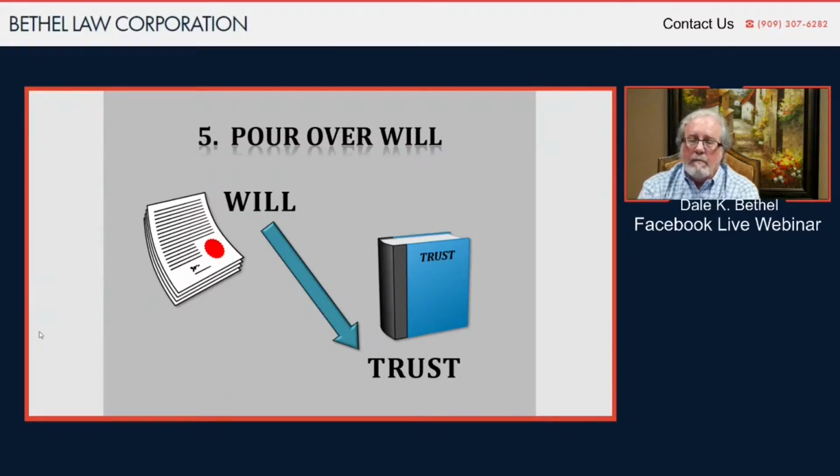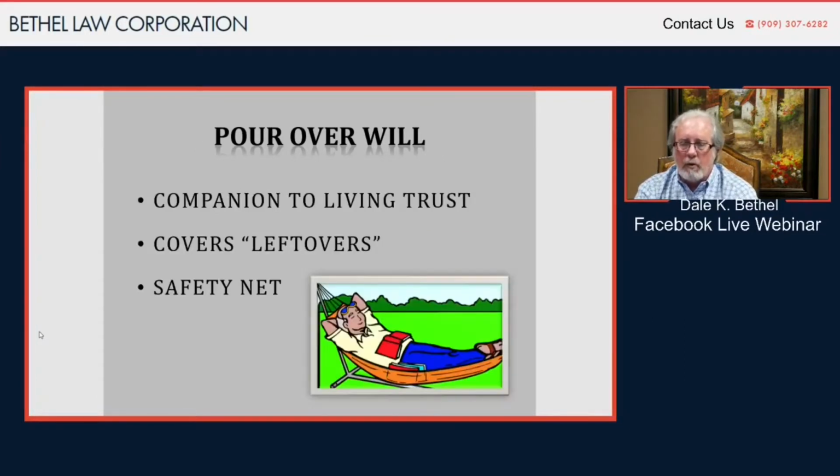Finally, you're going to get a pour-over will with your trust. Everybody asks me, why do I have to have a will with the trust? Well, remember, the trust is only as good as what we're actually titling into it. By changing your house title from joint tenancy to the living trust means we're avoiding the probate. But remember, there were certain items we're not putting under the name of the trust. Your checking account, your cars, and your personal stuff.